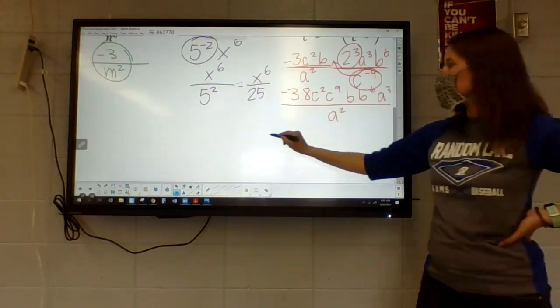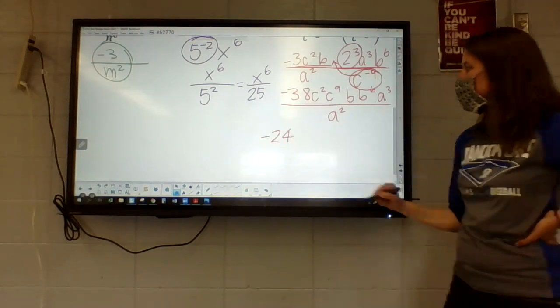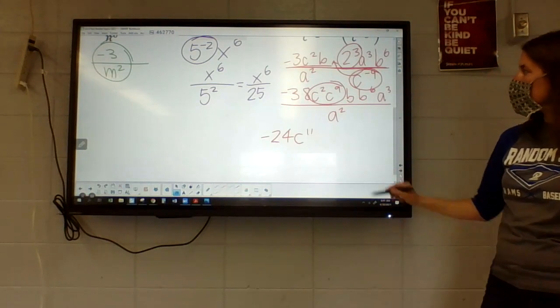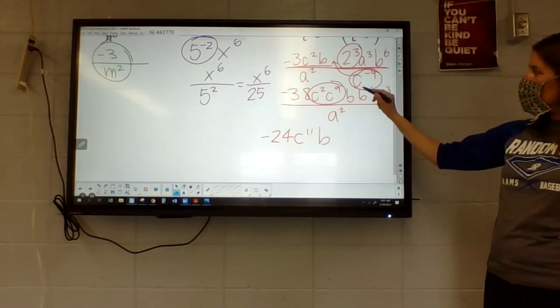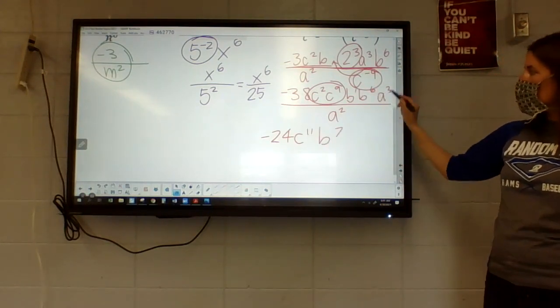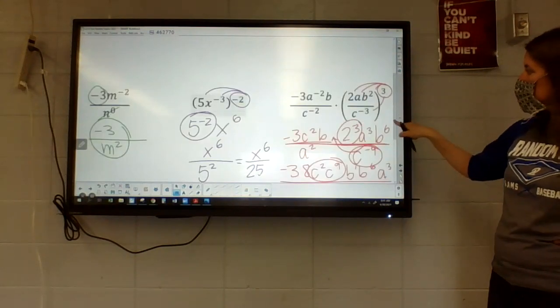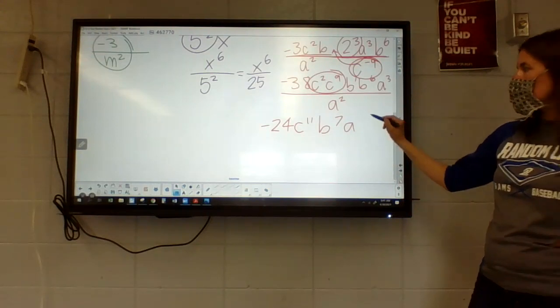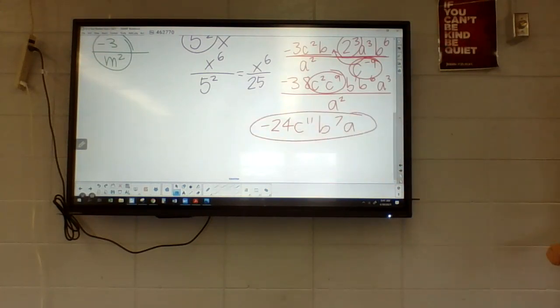So negative 3 times 8 is a negative 24. I have c to the 11, b to the 7, and then the a's, well, it's just an a on top, or a to the first. So there's no longer a bottom of this fraction. If you want there to be, you can always put it over 1.